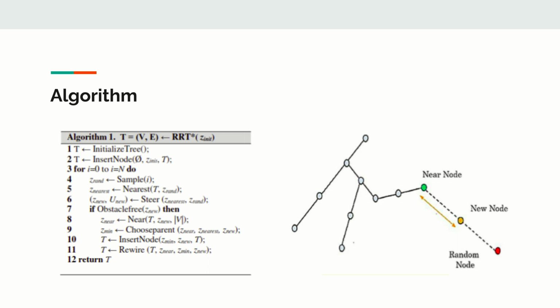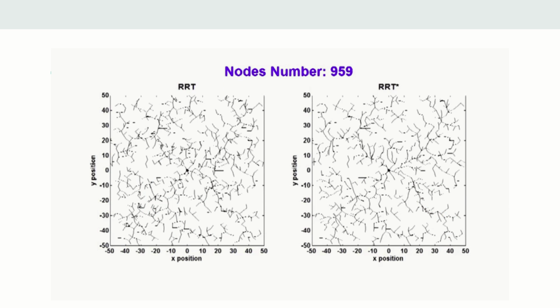For RRT star, once the steering happens, we check for the nearest nodes of the current sample and see if we can reduce the cost of the path. If that is possible, then we rewire the tree to the newest sample. This steering is one of the important properties of RRT star. So this is a visual that depicts the RRT star algorithm.